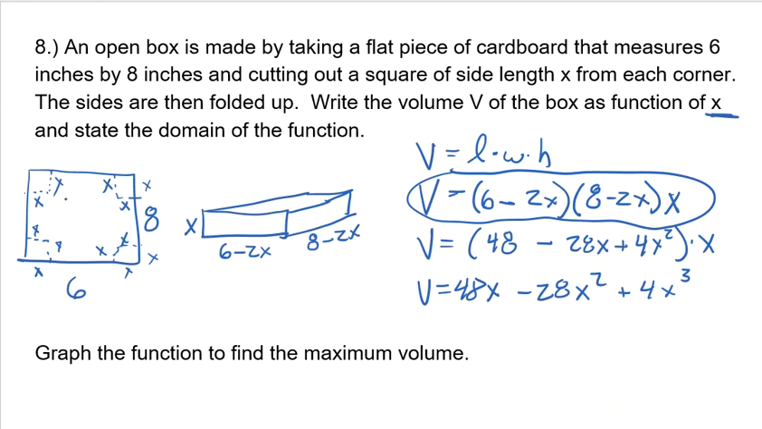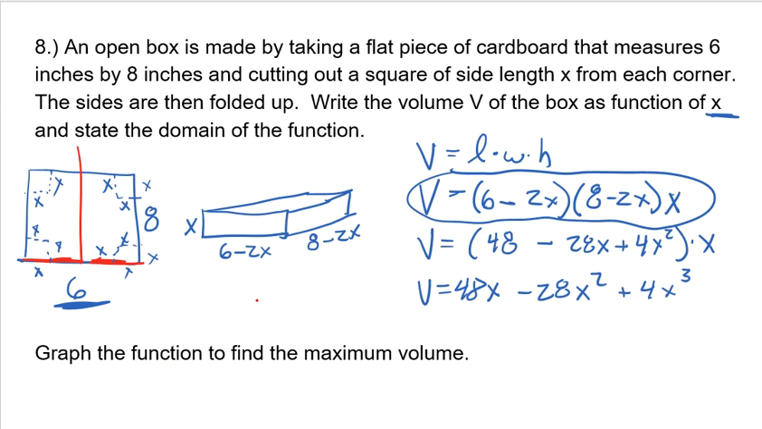Now, what about the domain? Now, we have to think here, right? If you look, the shortest side is 6. And if I were to cut out 3 inches from each side, that's 3 this way, 3 this way, I would literally be cutting the piece of paper in half. And if I cut it in half, then I can't even make a box. So the absolute biggest amount that I could cut out would be anything up to 3, right?